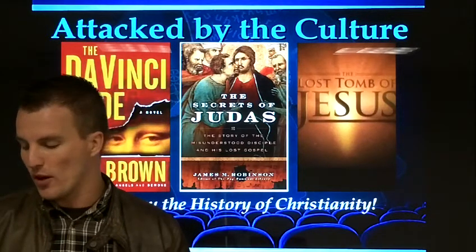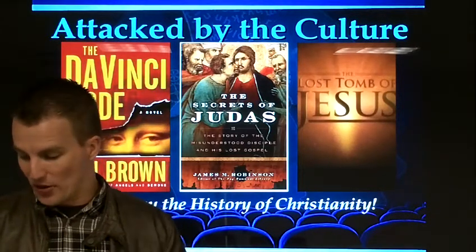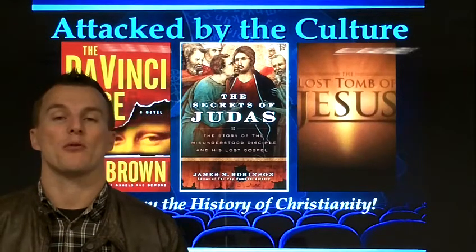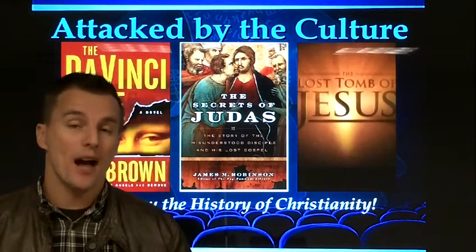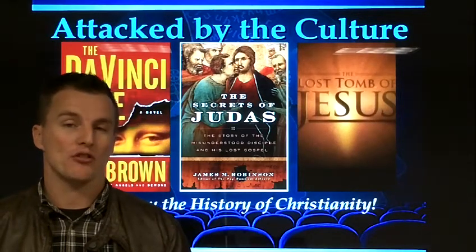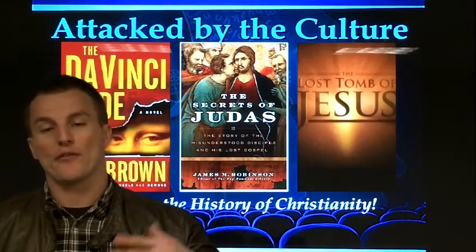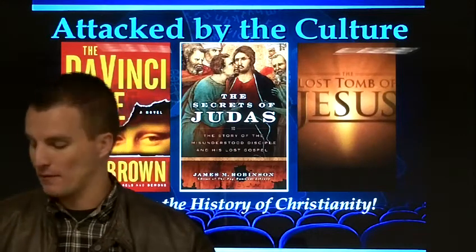Then you have books like the one in the middle, The Secrets of Judas, the story of the misunderstood disciple and his lost gospel. So the Gospel of Judas, this is a Gnostic document from, I believe, the 4th century. And people claim that there's information in here that makes the Gospels look unreliable.